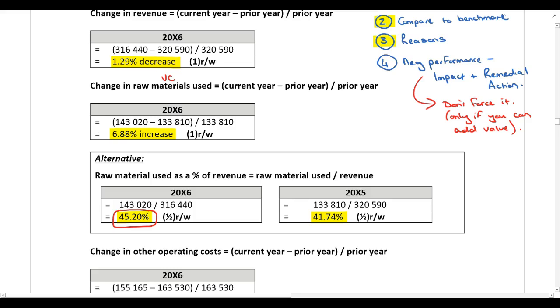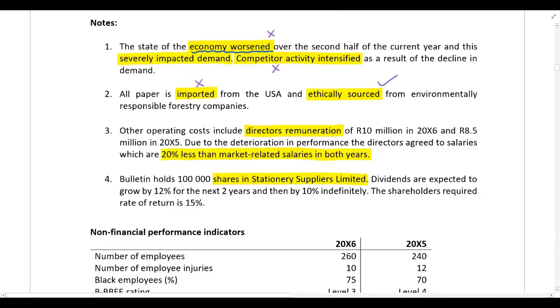What is a potential reason for this? We were given more information relating to raw material in Note 2. And you'll remember we were told that all paper is imported from the USA. And we identified this as a negative risk, or a negative factor, because it exposes the company to currency risk. And we know, guys, that the rand has devalued against the US dollar. So obviously, as a result of that, the cost of imported paper has increased. And that's why this ratio has deteriorated.